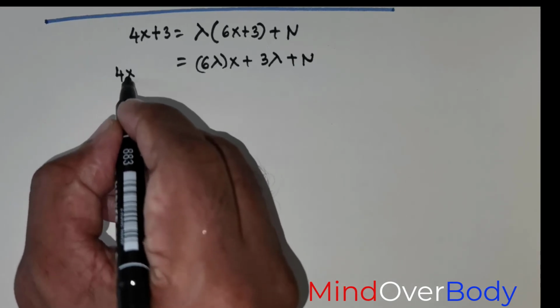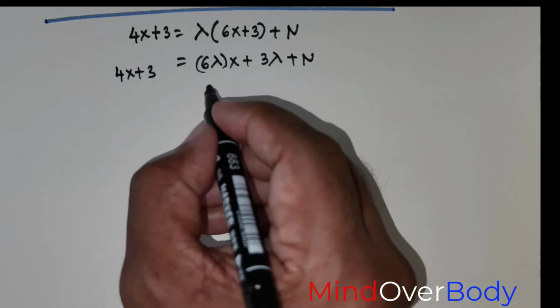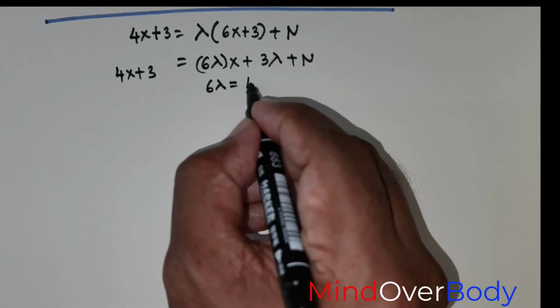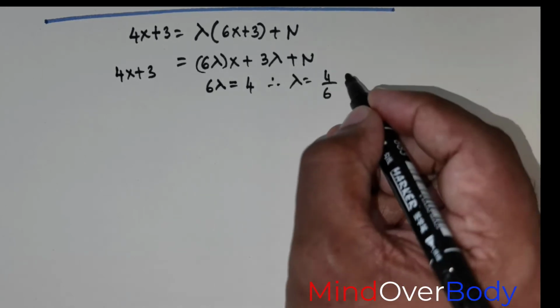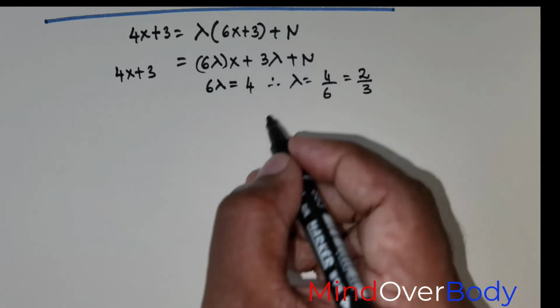On the left hand side it's going to be 4x + 3. So equating the coefficients of x, we would get 6 times lambda is equal to 4. Therefore lambda is equal to 4 over 6, which is 2 over 3. So this is the value for lambda.